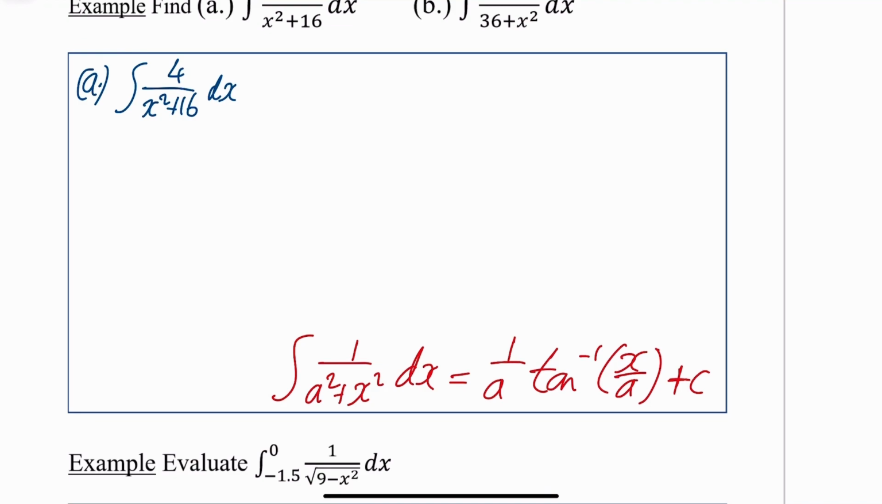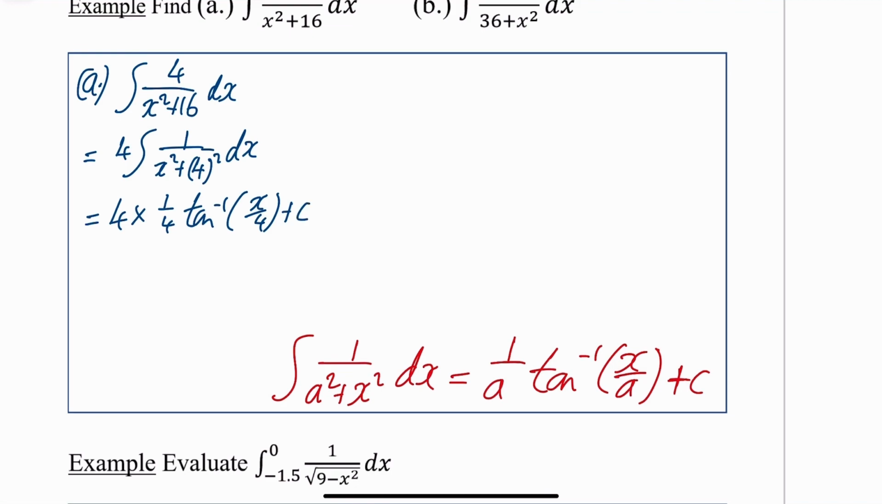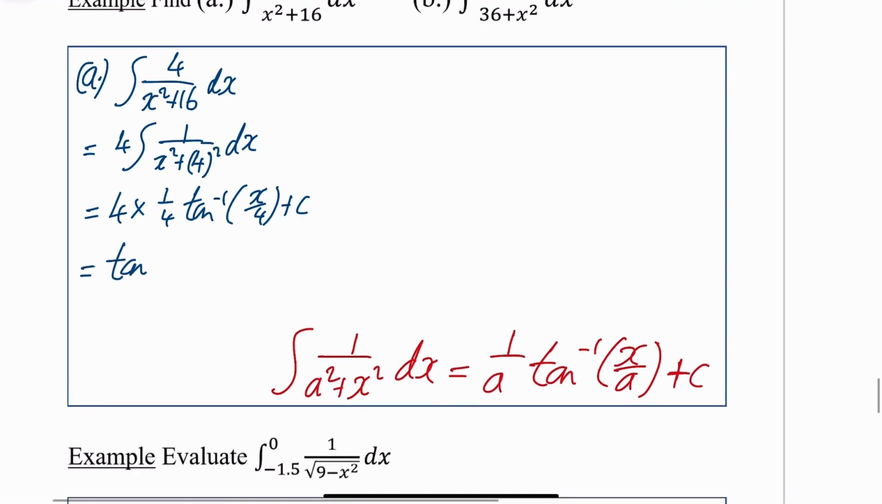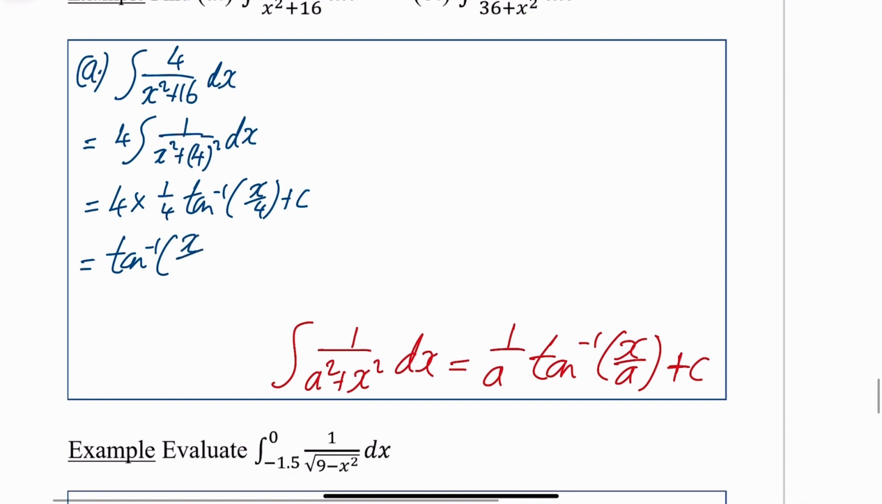So the first thing, write down the question as given. That's not quite in the form that we want. So what I could do, first of all, is take a 4 outside my integration sign, and then I'll write that as 1 plus x squared... plus, and the square root of 16 is just 4, so that's going to be 4 squared dx. And then if I integrate that, you're going to have 4 times 1 over... my a is clearly 4 then. So 1 over 4 tan to the minus 1 of x over 4, then plus your c.